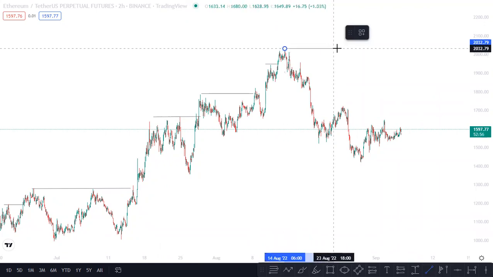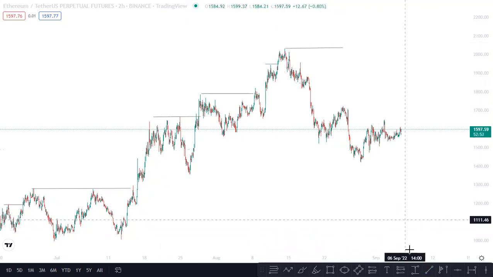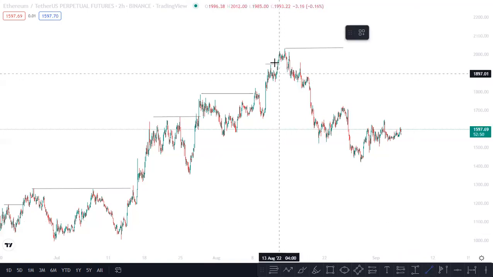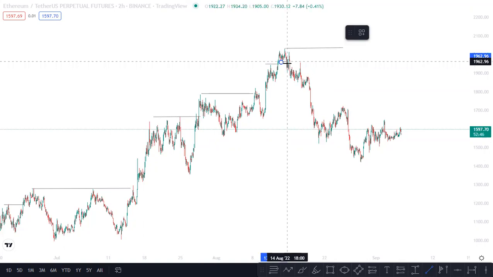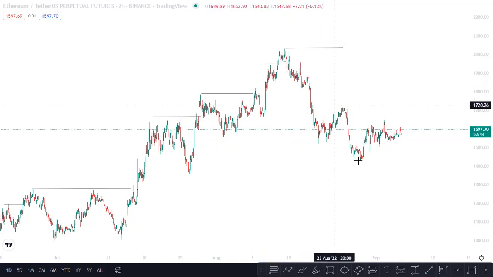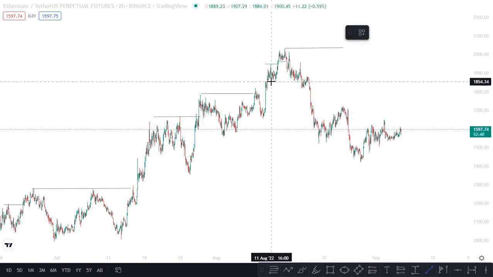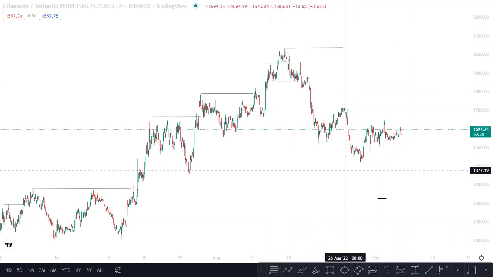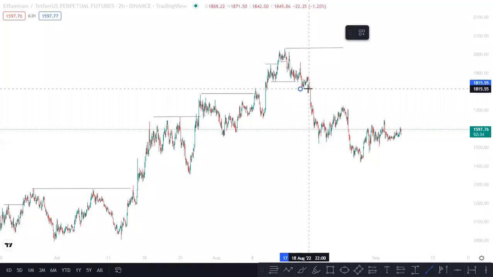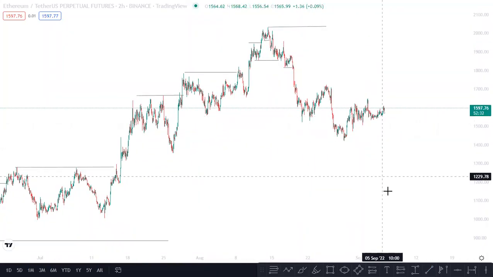What happened? We started breaking lows. We didn't break a high here, so we started breaking lows. We broke our low. A minor low was taken out here. We kept on breaking lows. We broke another low. Another low was taken out.